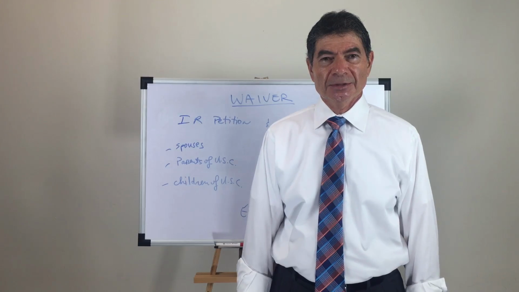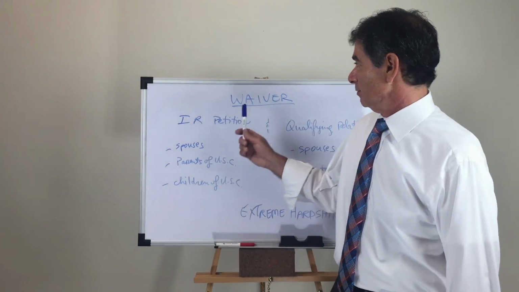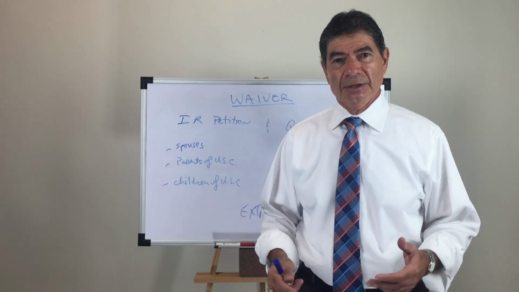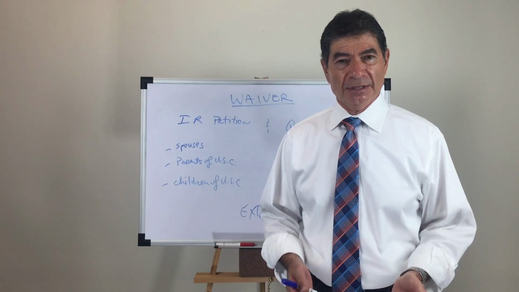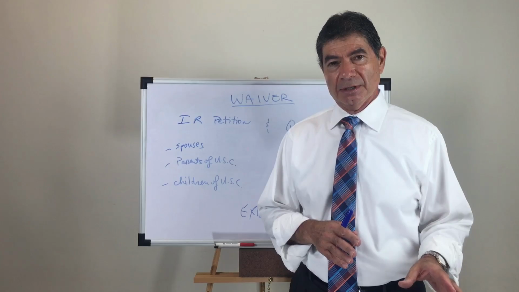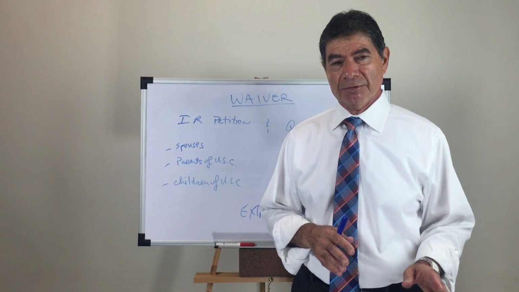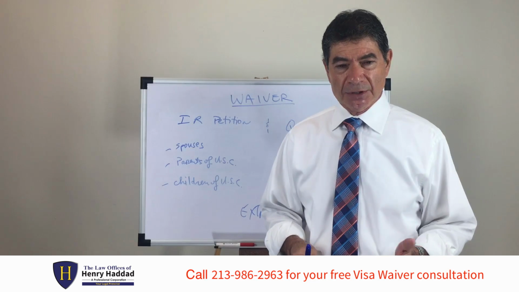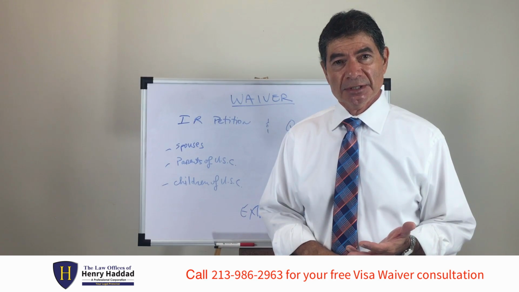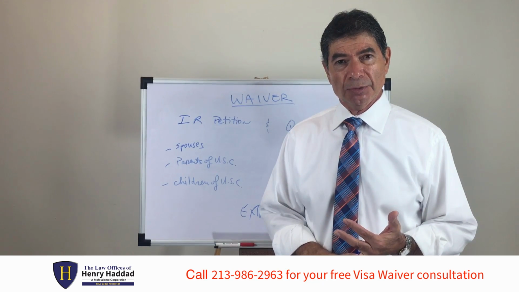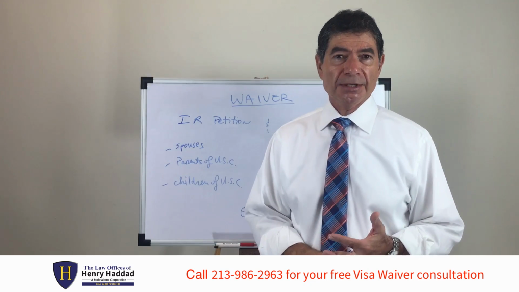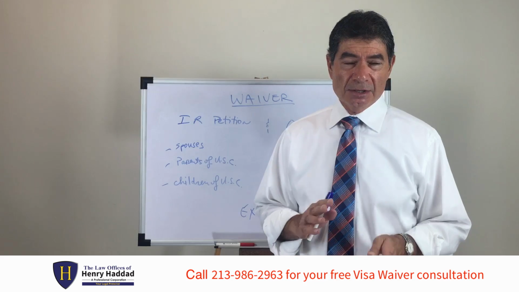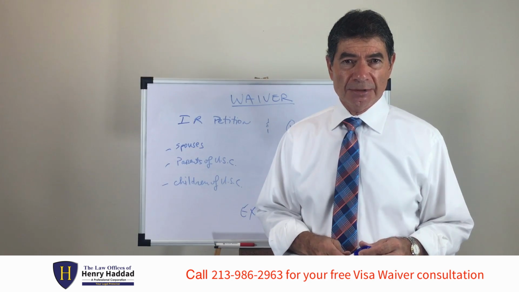Today's topic is waiver. What is a waiver and when does it come into play? Typically, if you have a relative, for immigration purposes there are two categories of relatives: immediate relatives and preferential relatives, if you will. Immediate relatives are a husband or wife of a U.S. citizen, children under 21 of U.S. citizens, or parents of U.S. citizens who are over 21. Those are the categories that fall under immediate relative.